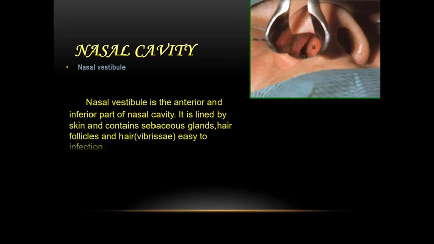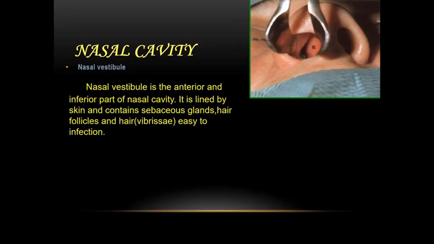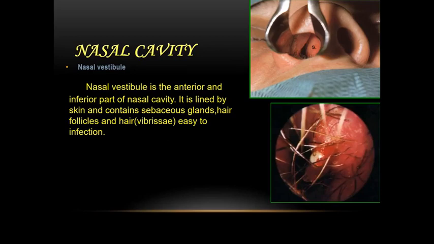So going from the external nose to the nasal cavity, it consists of the nasal vestibule, which is in the anterior and inferior part of the nasal cavity. It is lined by skin and contains sebaceous glands, hair follicles, and hair, which is called vibrissae, and it is easy to get infection. As you can see in this photo, there is a furuncle or a small abscess in the vestibule of the nose.